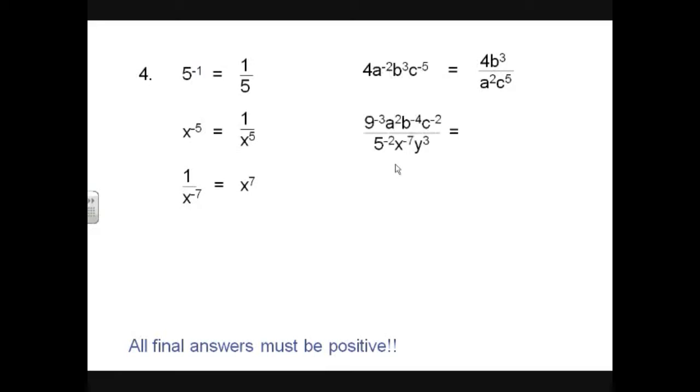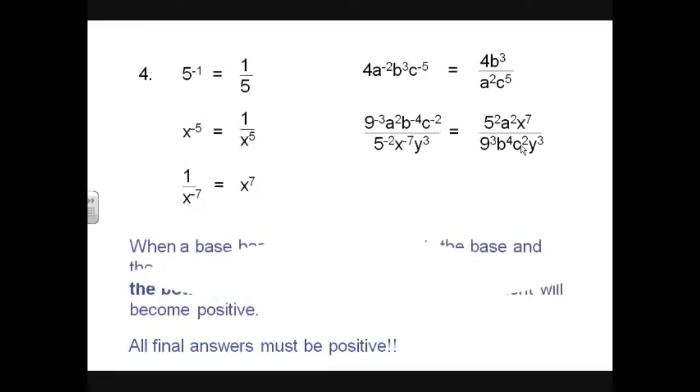The next example is a huge example. And so, once again, we still have a fraction. And what I want you to see here is that every one that has a negative is going to flip. So 9 to the negative 3rd was on the top. It flipped down to the bottom and became positive. Now, a squared was positive, so it stayed on top. B to the negative 4 was negative, went down to the bottom and became positive. C to the negative 2 was negative, went down to the bottom and became positive.